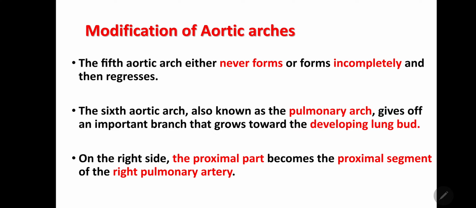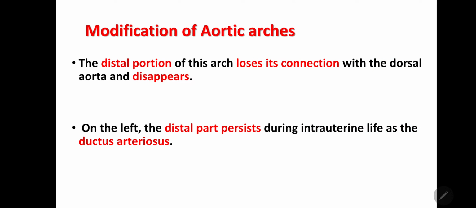So what happens here? The fifth aortic arch is never formed, or even if it is formed incompletely, it undergoes regression. But what happens to the sixth aortic arch? The sixth aortic arch, also known as the pulmonary arch, gives off an important branch, the developing lung bud. So it forms the proximal portion and distal portion. The proximal portion forms the pulmonary artery, whereas the distal portion disappears on the right side, whereas it forms the ductus arteriosus on the left side.